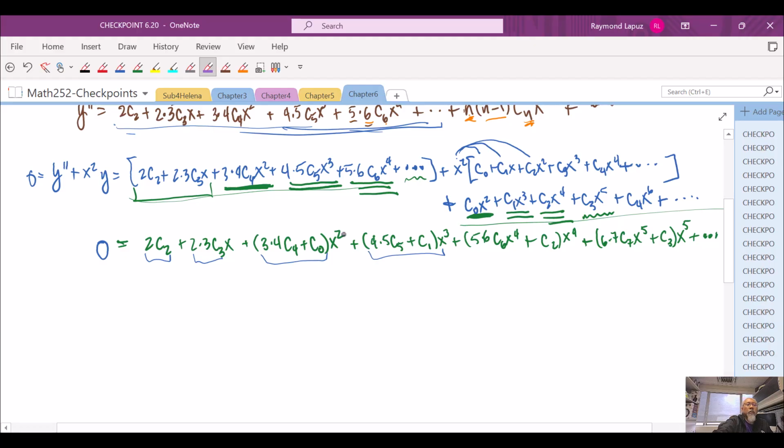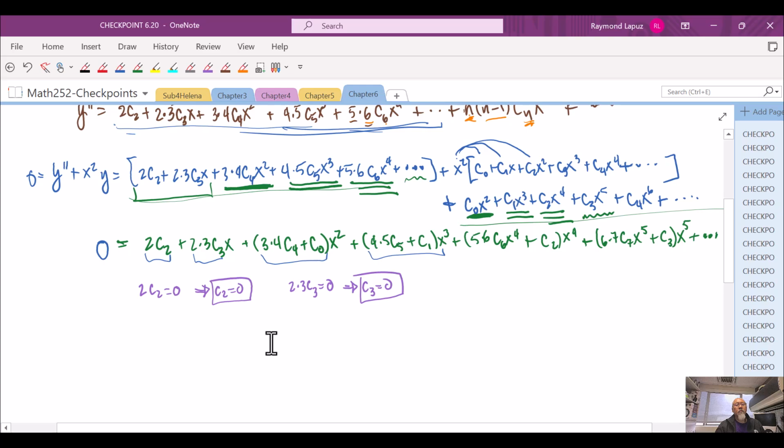Let's start with a constant term. 2c sub 2 equal to 0. That would imply that c sub 2 is equal to 0. Okay, so that's done. We have 2 times 3 c sub 3 is set equal to 0. So that would imply that c sub 3 is equal to 0. So that is also done.